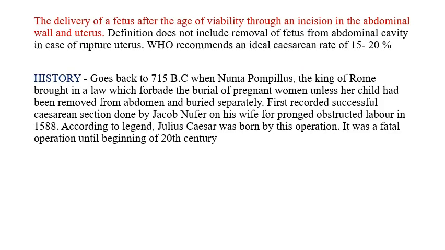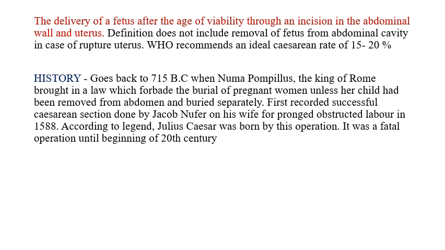Now we come to caesarean section. Caesarean section refers to the delivery of a fetus after the age of viability through an incision made in the abdominal wall and the uterus. This definition does not include removal of a fetus from the abdominal cavity in case of ruptured uterus. WHO recommends an ideal caesarean rate of 15 to 20%.